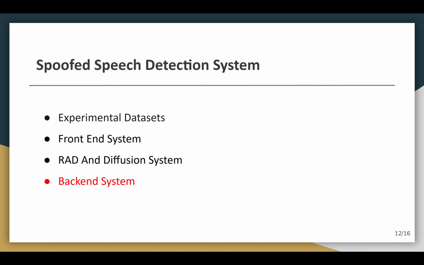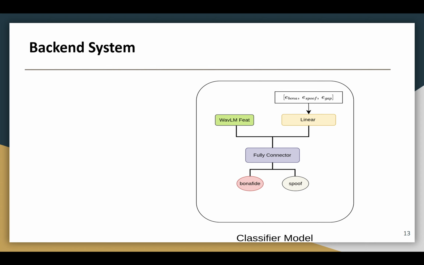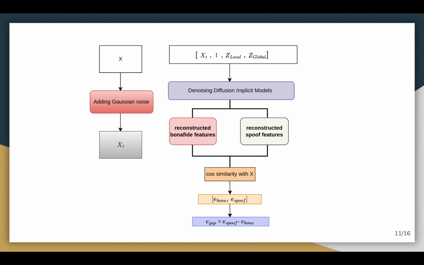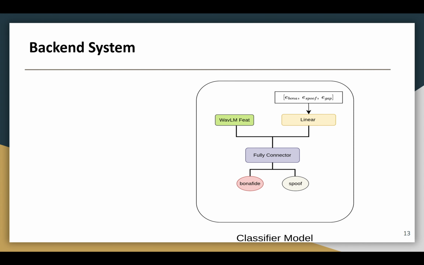And next, I'm going to introduce our backend system. Here we combine two types of information for classification. First, we use the WebLM feature as the main representation, which is generalized by multi-head factorized attention. And second, we project the energy features, bona fide energy, spoof energy, and then the gap, through a linear layer. These features are concatenated and fed into the fully connected layer to predict bona fide or spoof audio.